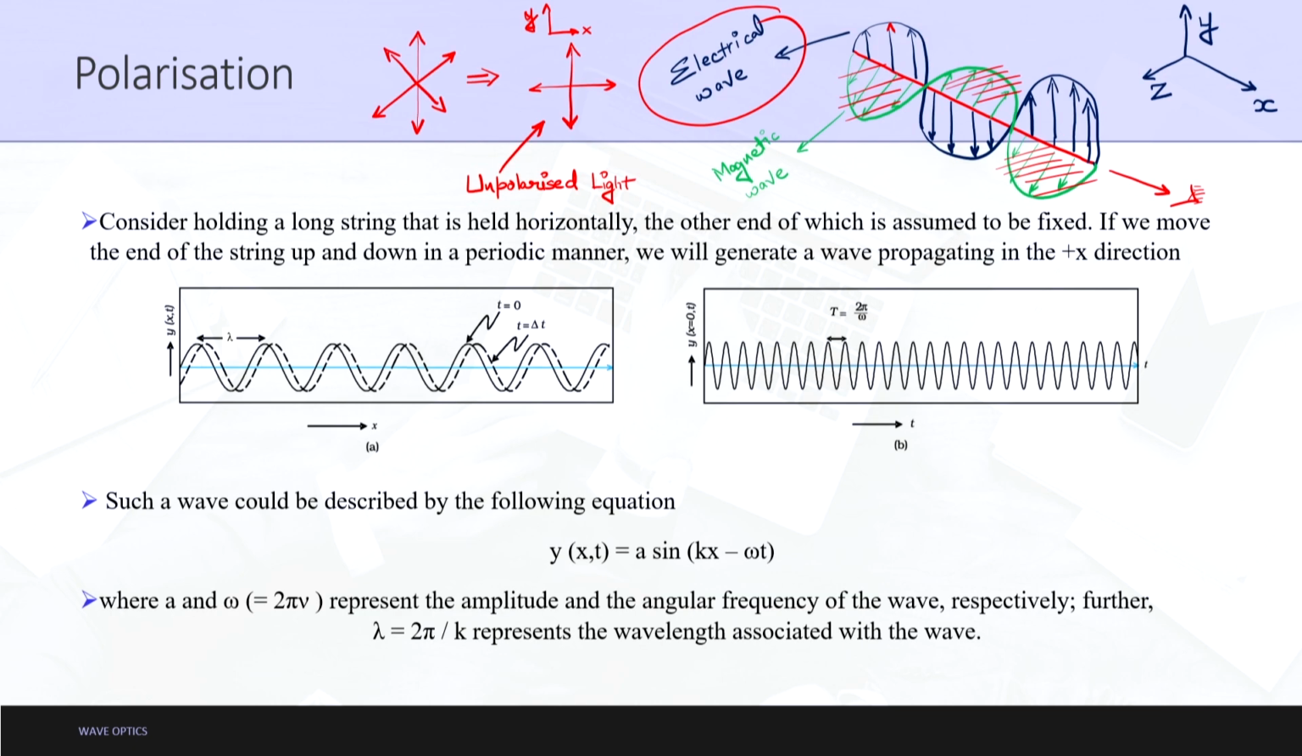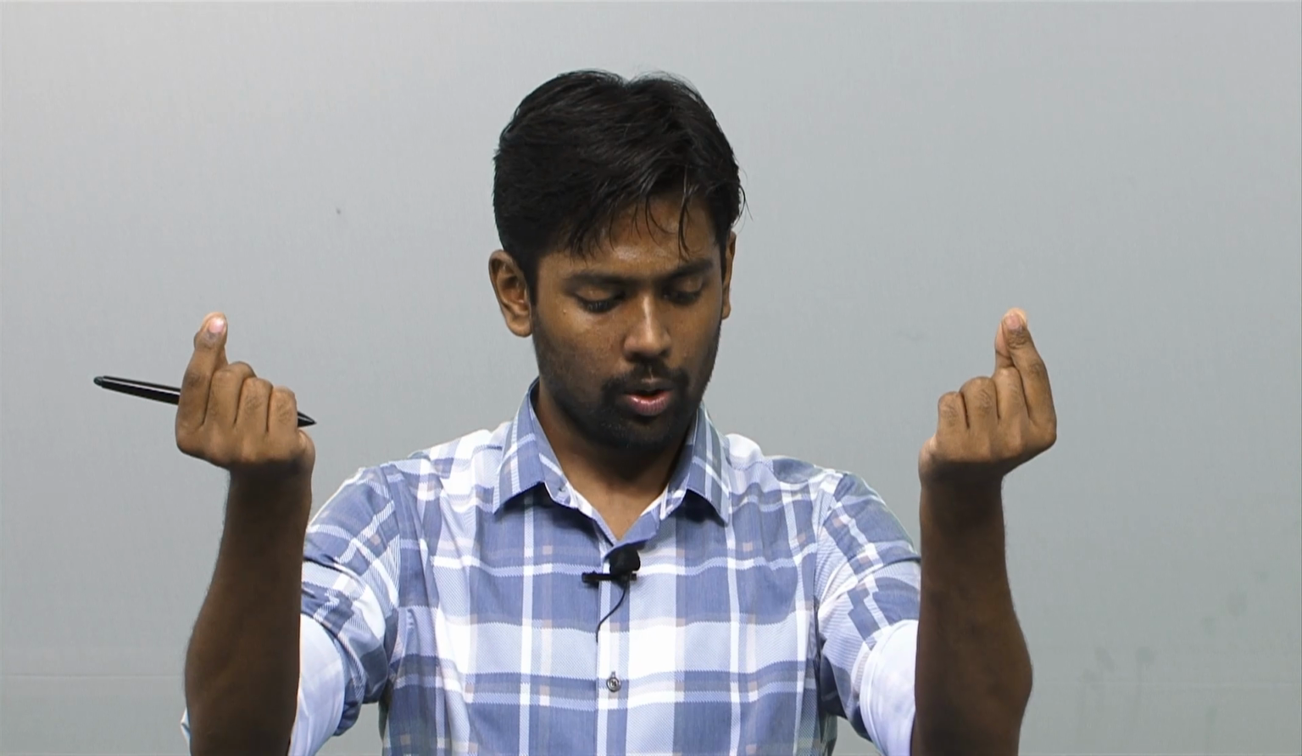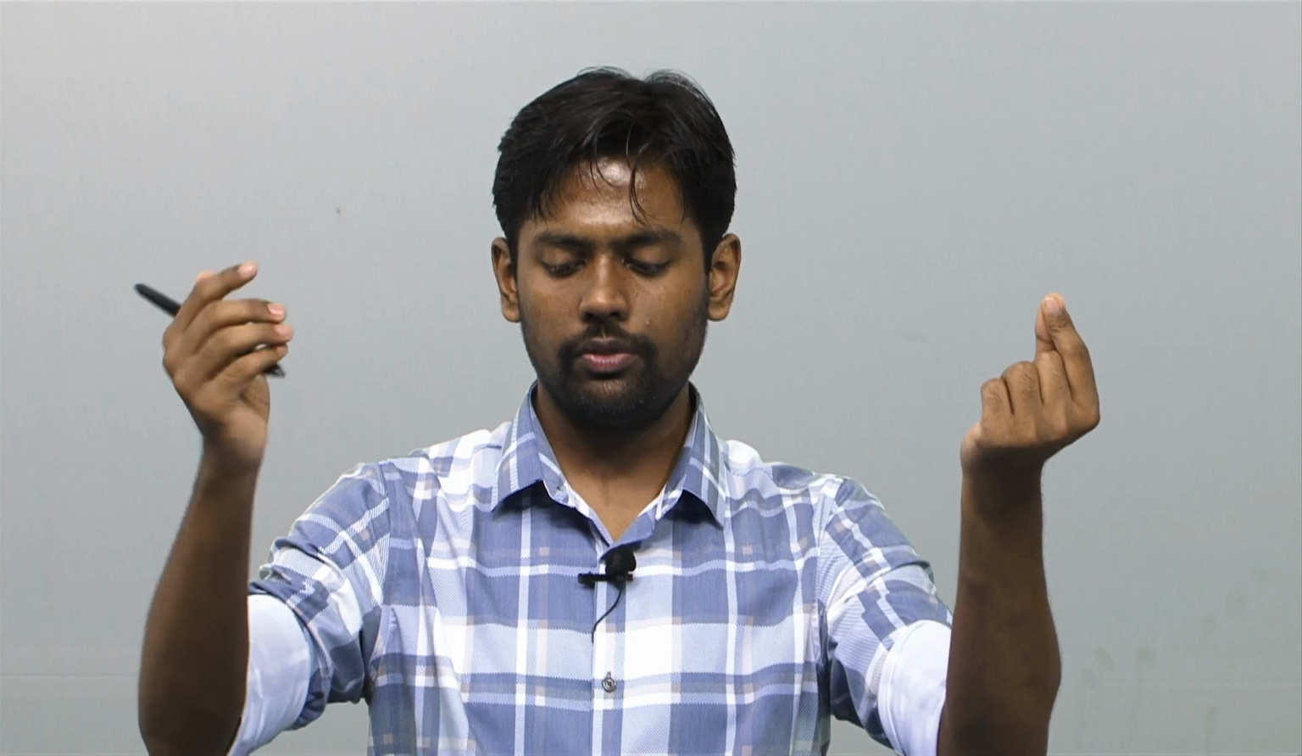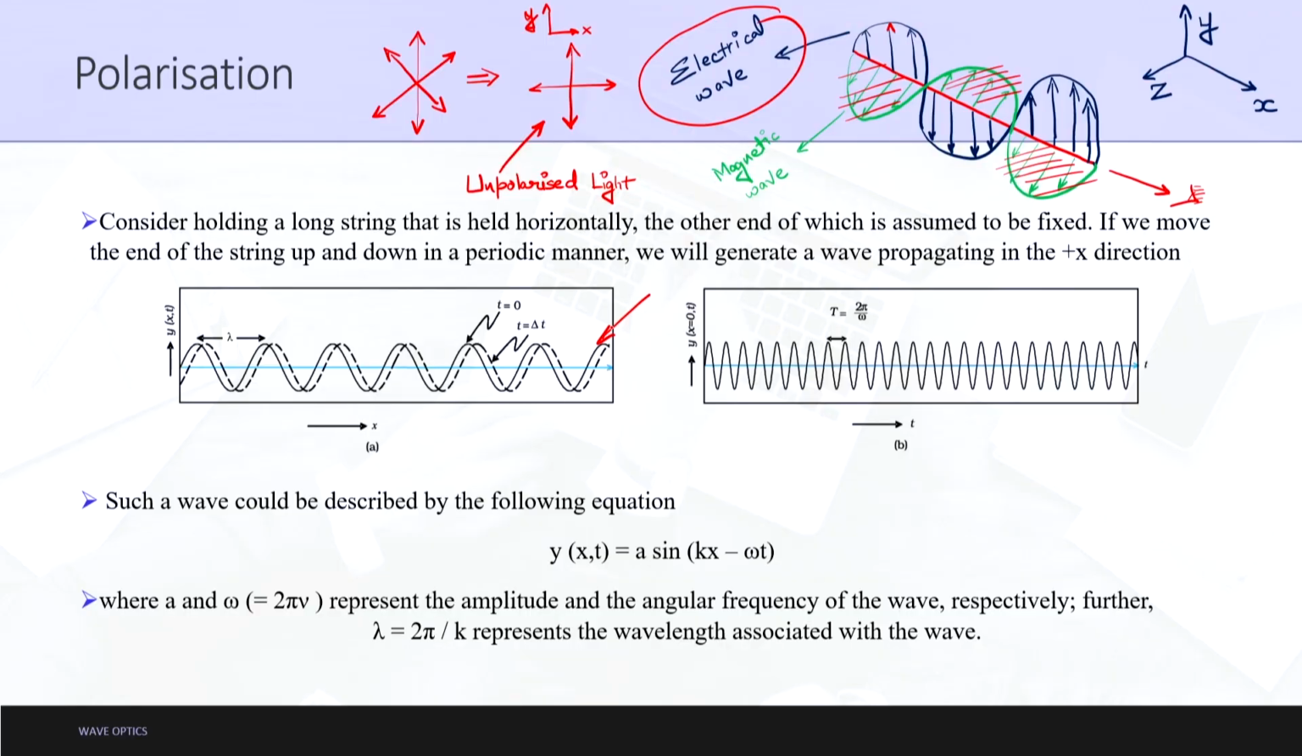So please look over here carefully. Consider holding a long string that is held horizontally, the other end of which is assumed to be fixed. Let us suppose this is the rope which we are holding, and let us suppose this is fixed here. Now when we try to move one end of the string like this, if we are swaying it, then there will be waves forming. This is one example of how these waves are formed.